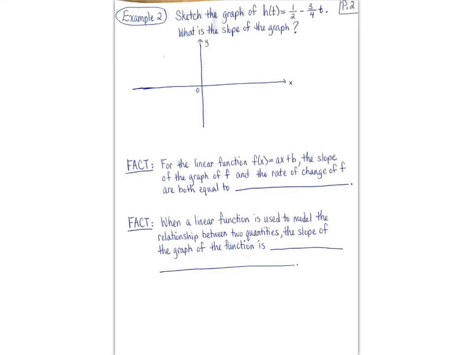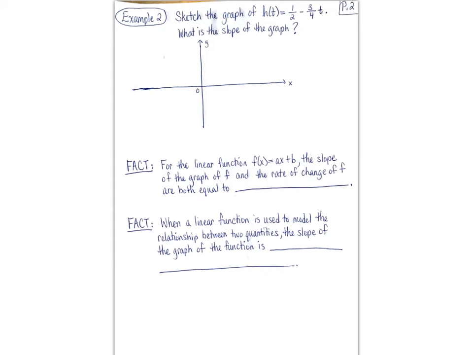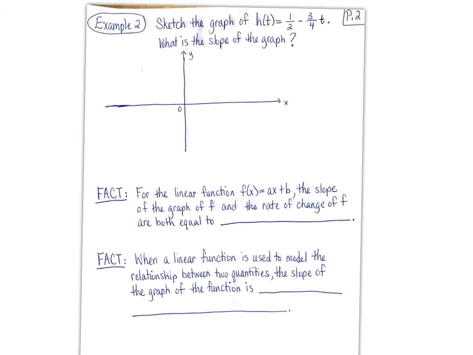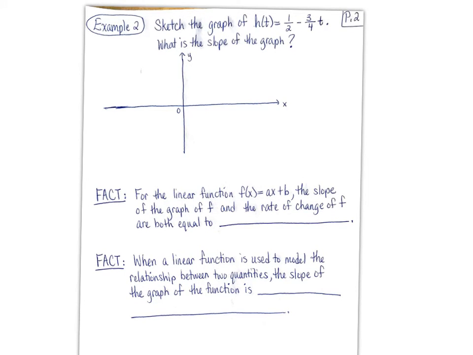Example 2. Example 2 is in fact number 18 from your homework set. This is number 18 on page 195. Here, I want us to sketch the graph of h of t equals 1/2 minus 3/4 t. What is the slope of the graph here? Very good. So the slope, a or m, whichever one you want to write, is negative 3/4.